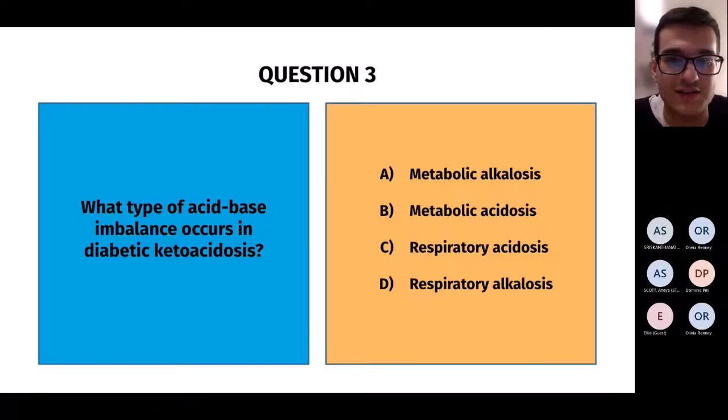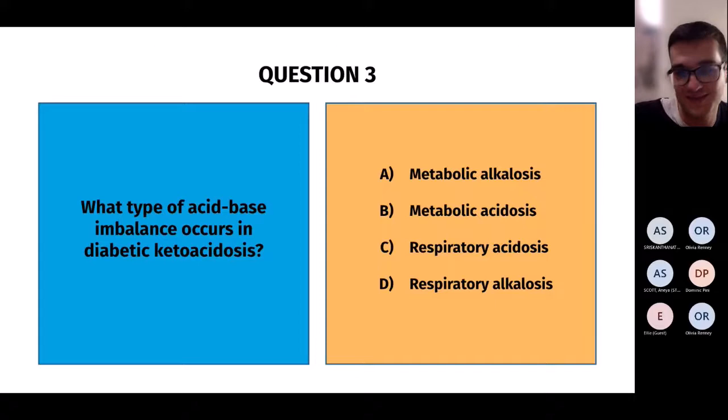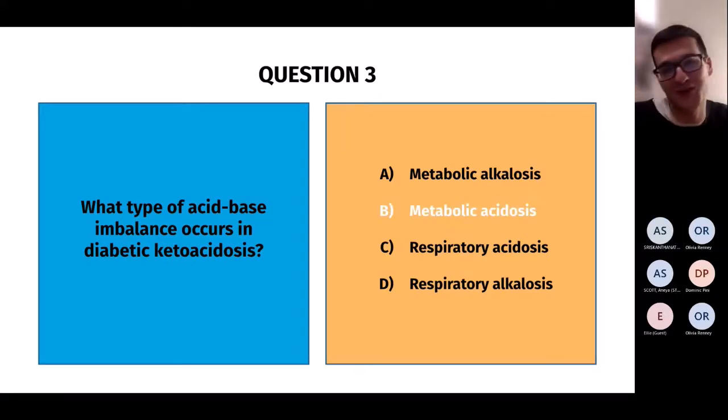So next question. What type of acid-base balance occurs in diabetic ketoacidosis, often referred to as DKA? B. B. Perfect. What an excellent crowd we have today.